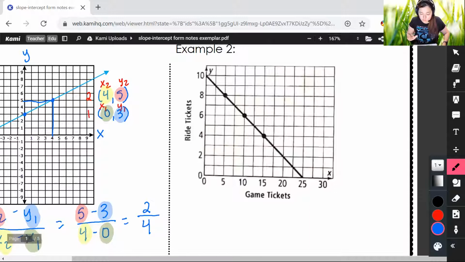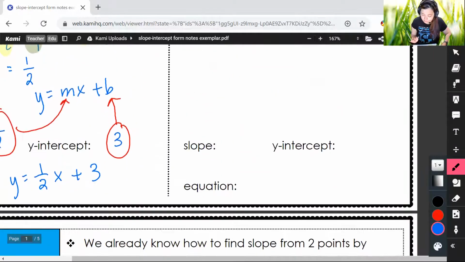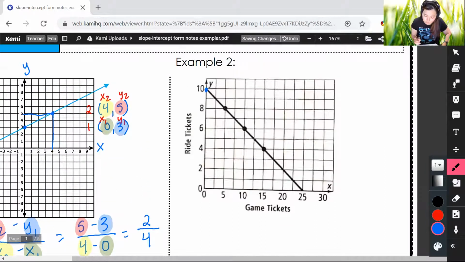The second one is pretty much the exact same process. Y-intercept, here's 10. Need to pick 2 points for our slope. Let's just go ahead and use 2 different points since they gave us a couple of them. So here, x is 5, y is 8. And then this one, x is 10, y is 6.